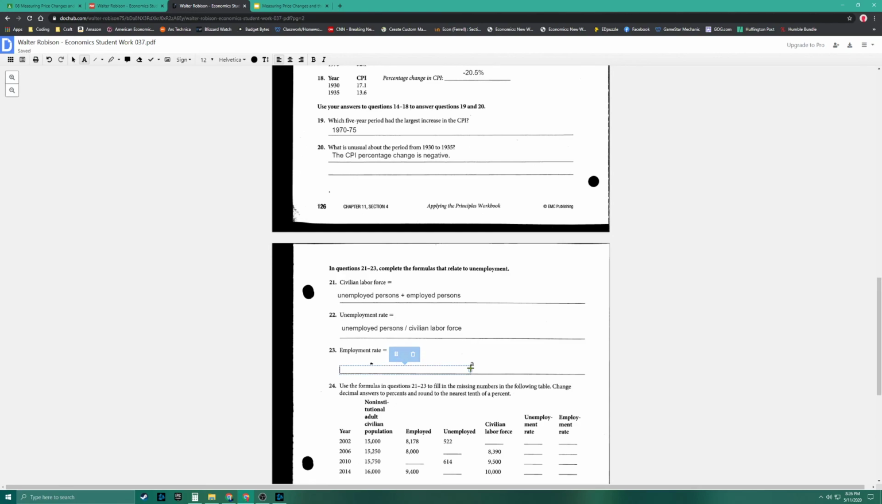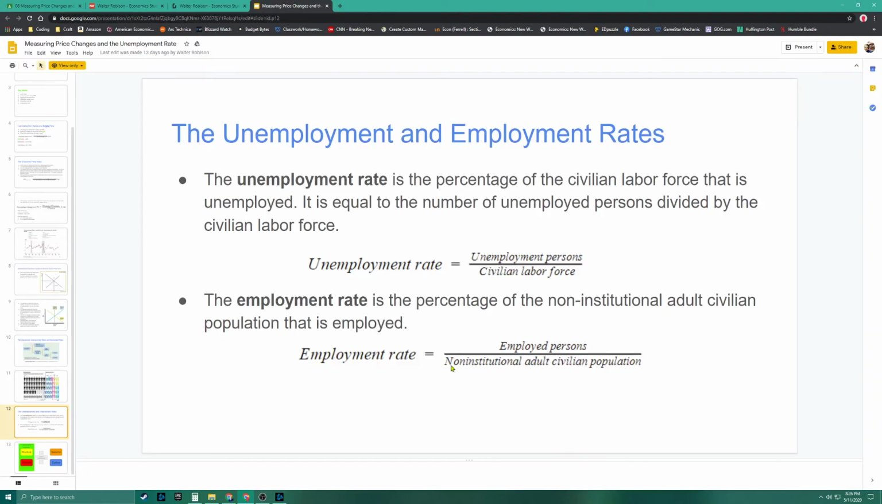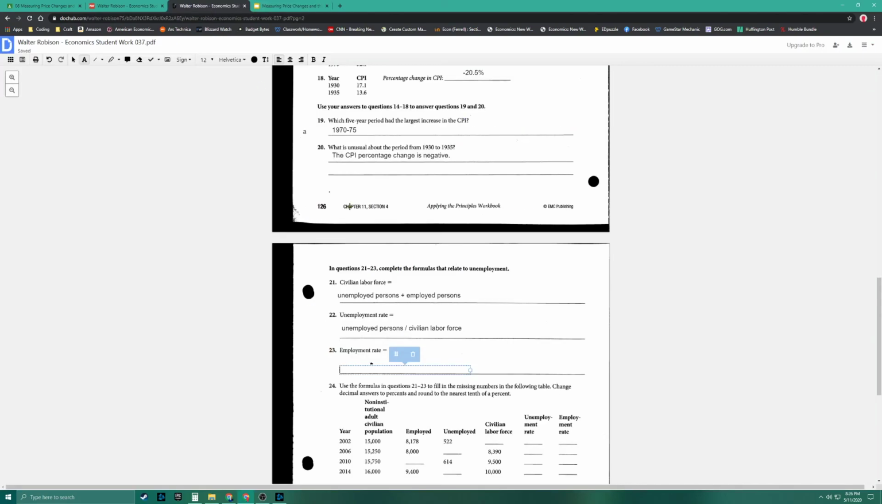Now the employment rate is right here. So it's the employed persons divided by the non-institutional adult civilian population. So it is the employed persons divided by the non-institutionalized adult civilian. Man, I cannot spell today, sorry.